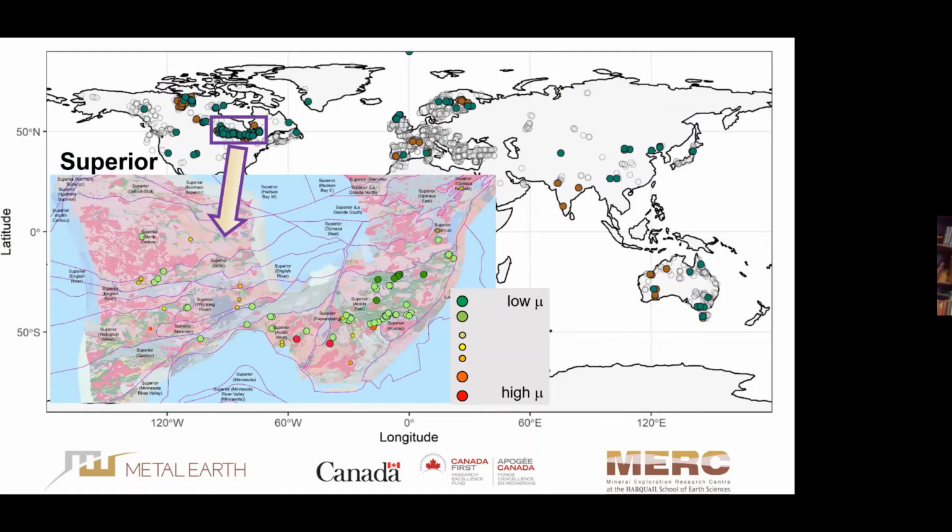And then moving here into Superior, with the available lead isotope data out of deposits, very distinctly dominated by low mu, with a few occurrences of higher mu in the data that is available.